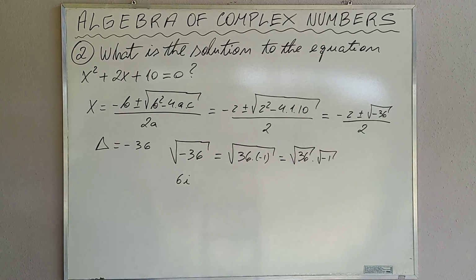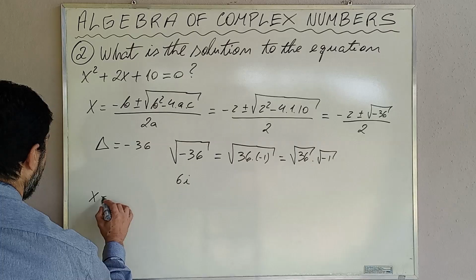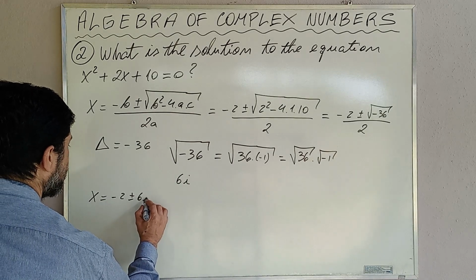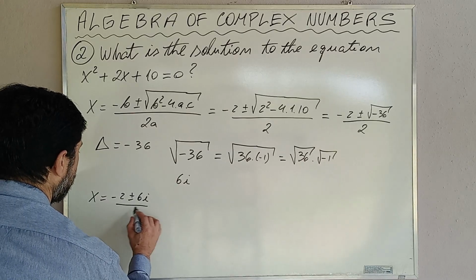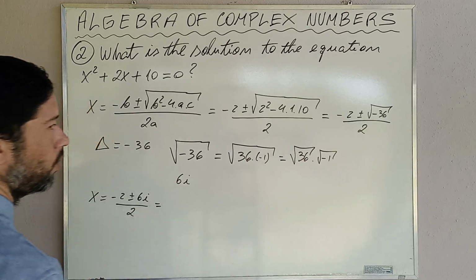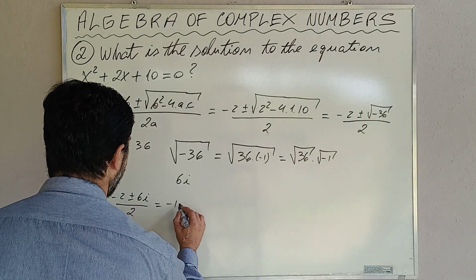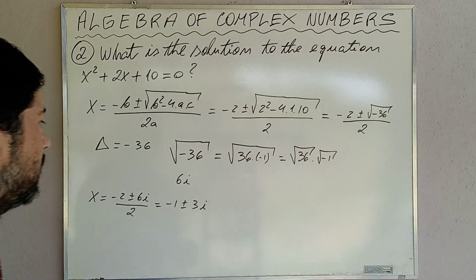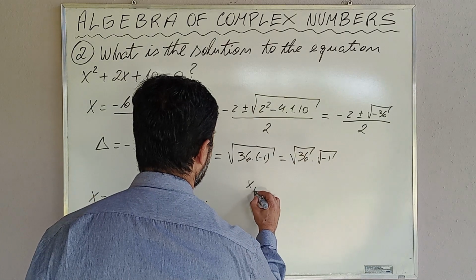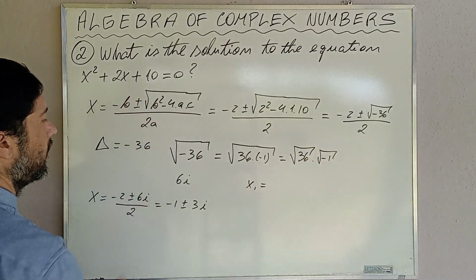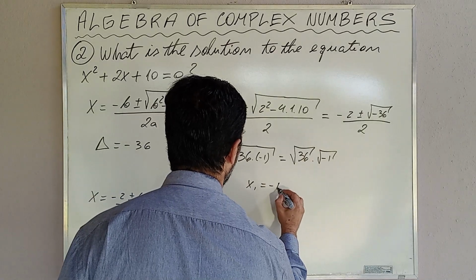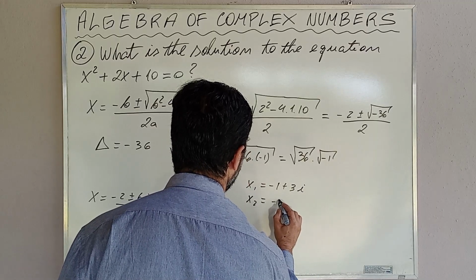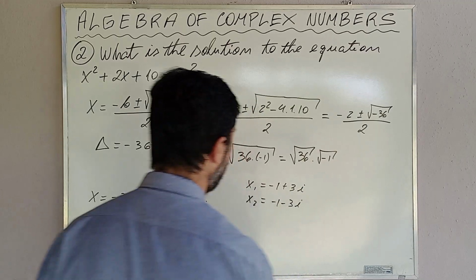Returning to the solution, we find therefore that x is equal to negative 2 plus minus 6i divided by 2, which is also equal to negative 1 plus minus 3i. In this way, we find that the solutions to this equation here are negative 1 plus 3i and negative 1 minus 3i.